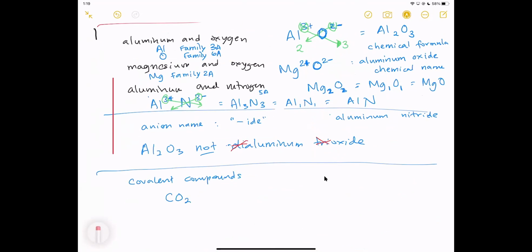Okay, CO2 is called carbon dioxide. So it's carbon, the first atom is 1, and when the first atom is 1, you don't use mono. But the second atom, when there's more than 1, you add on that Greek prefix. And the 2 indicates with the Greek prefix that there are 2 oxygens.